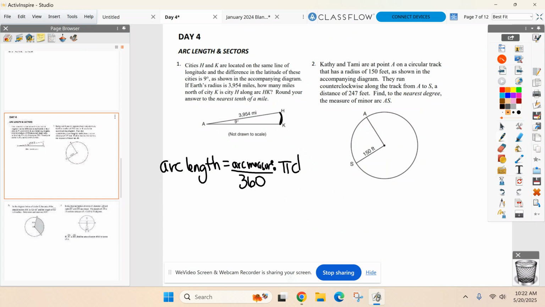Okay, once you have that down, please go to the back of this packet where you have all the formulas you still need to know and fill that in for arc length, whatever number that is. So please transfer that in. Make sure it's arc length and not the sector one.